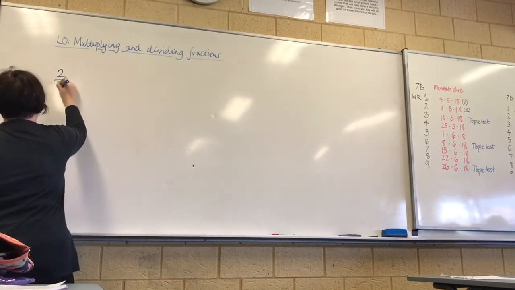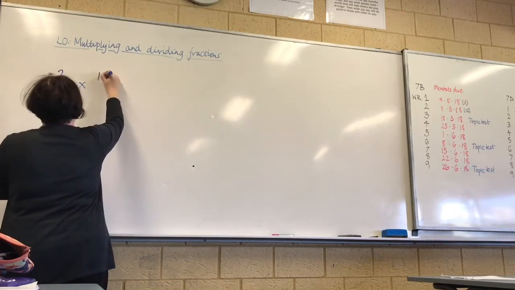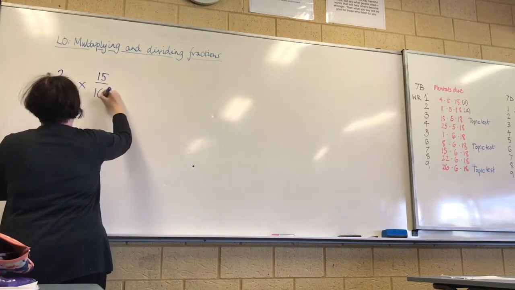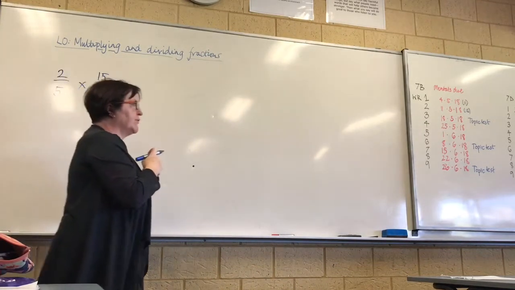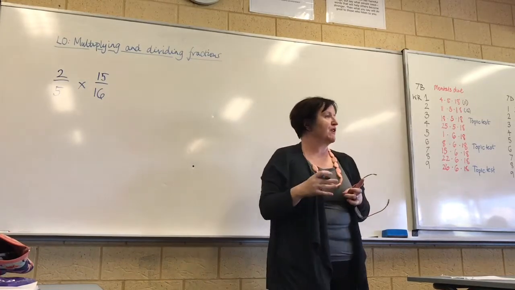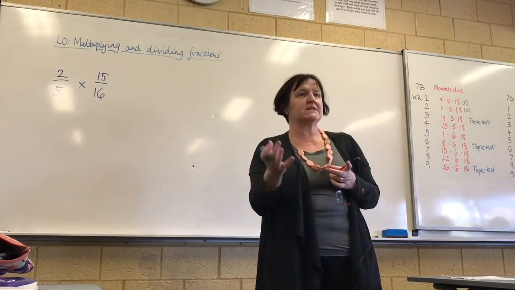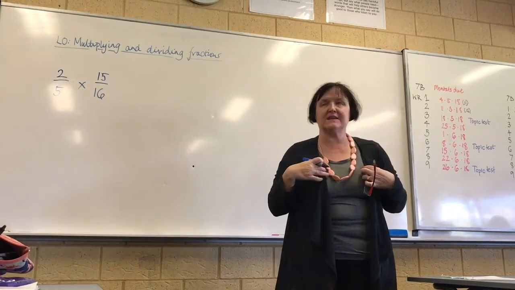So we'll have 2/5 multiplied by 15 over 16. Okay. So if we look at the fraction, you know that to multiply a fraction, you multiply the numerators and you multiply the denominators and then simplify if necessary.